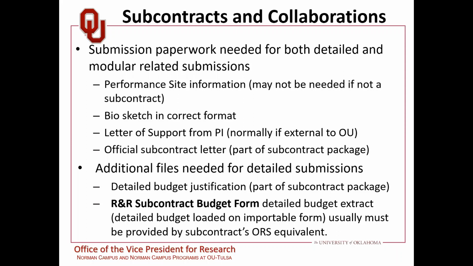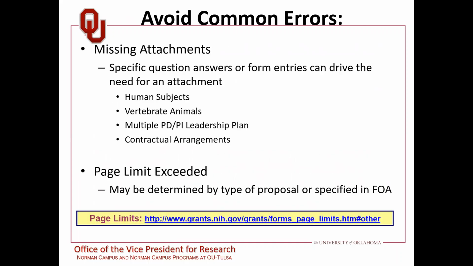If it's going to be a detailed submission, they may also have to give us what's called an R&R subcontract budget form. So we have to send them this whole budget file that they have to fill out for each year that they're receiving funds. And then they send us that file back and we merge it into the application file. For most of the colleges and universities that we deal with, this is just normal stuff. So if the budget's going to be a detailed budget, they know that they're going to have to give us an R&R budget form.